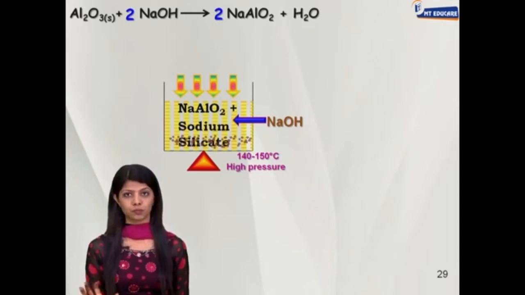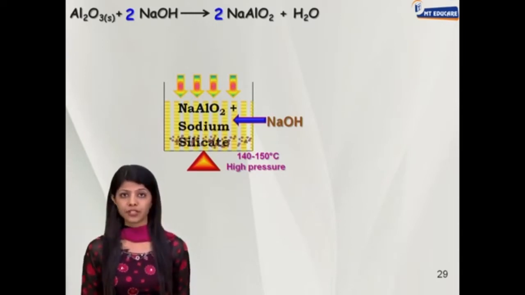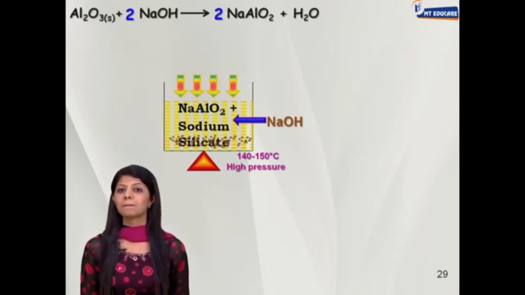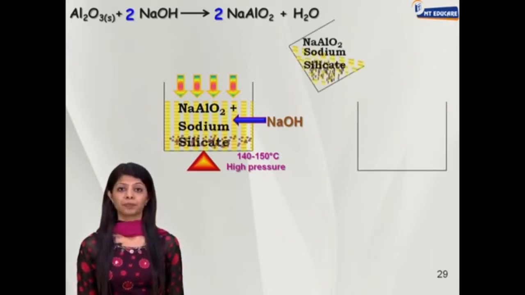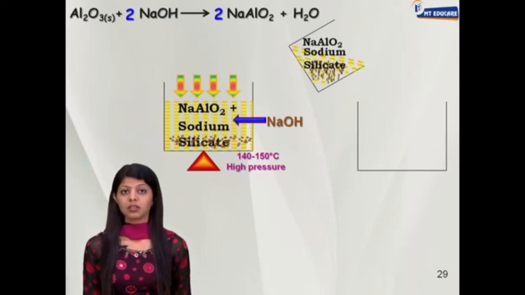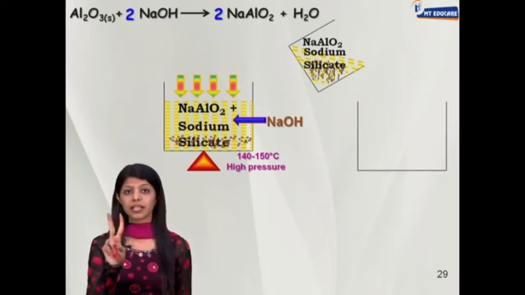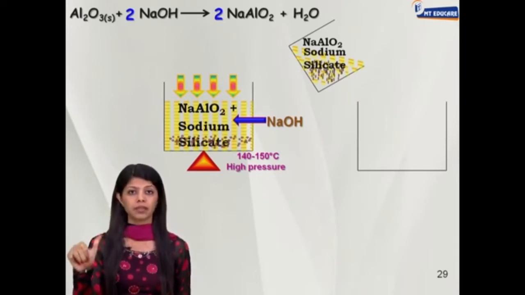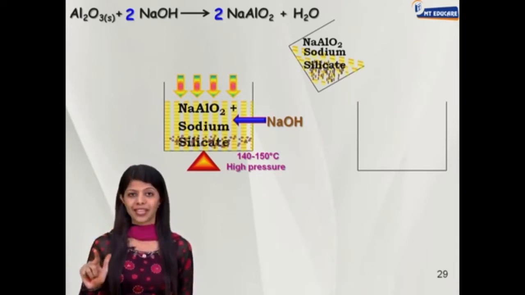Let's check hydrogen. 2 hydrogen on the left side, 2 hydrogen on the right side. So the reaction is balanced. Alright. Now, come back to the digester. In the digester, we had 2 things in the liquid state, 1 in the solid state. The 2 in the liquid state, who are they? Sodium aluminate and sodium silicate.